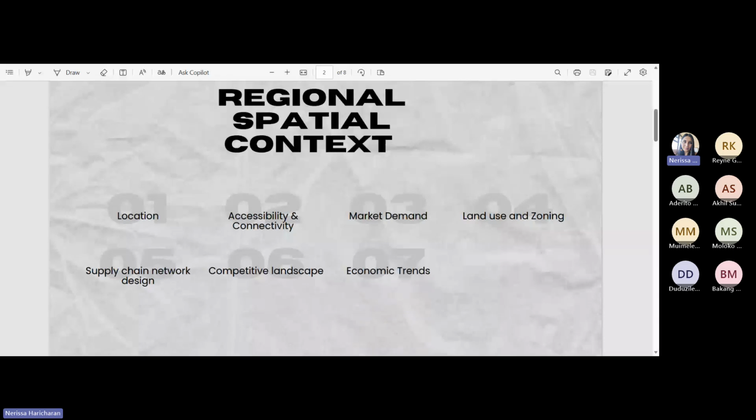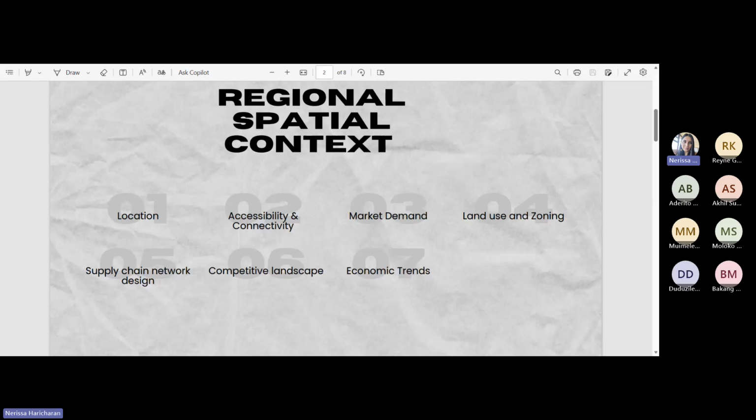So the first one is location. Here we want to understand the geographic distribution of warehouses in a region. Where is it clustered, concentrated? Is it an industrial transport hub, corridor? You want to understand where that specific warehouse is located, is it by a highway, a port, an airport, a railroad, or any sort of population center. That's how we look at it from a location perspective.